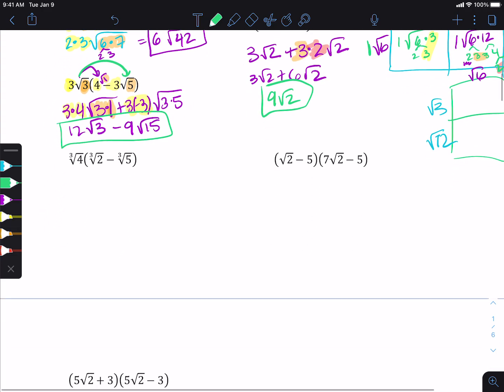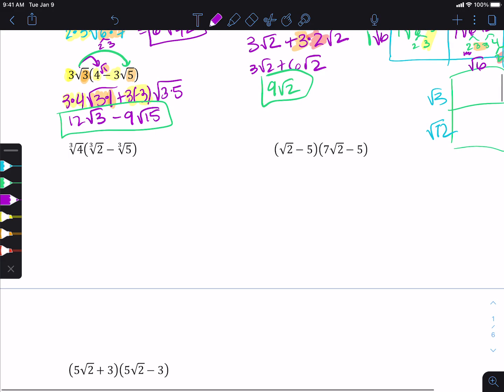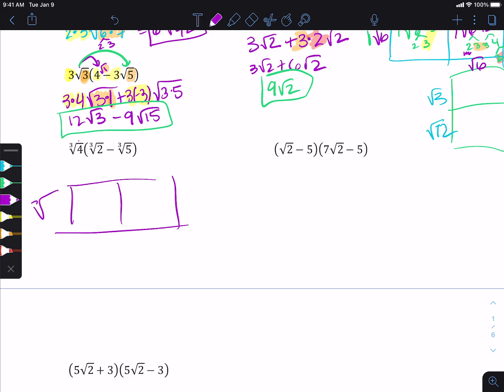Now we can also do it with any other kinds of roots, right? So we could do cube roots as well. So it's the same process, it's just when you're breaking down the root, you have to remember with cube roots that it's groups of 3 that you need. So we can set it up with our boxes if you want. So you've got the cube root of 4, cube root of 2, minus the cube root of 5.